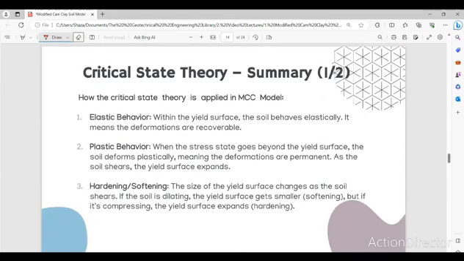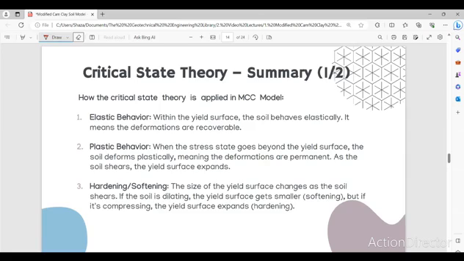In summary, what is the critical state theory? First, there are three behaviors that should be explained. First, the elastic behavior, where the soil behaves elastically, and all the deformations in this case are recoverable. The second is the plastic behavior. That means the stress state goes beyond the yield surface, and in this case, the soil will deform plastically. These deformations are permanent, that means they are not recoverable. And in this case, as the soil shears, the yield surface will expand.